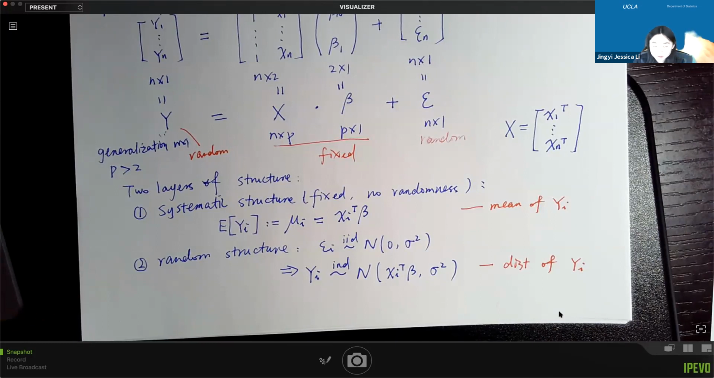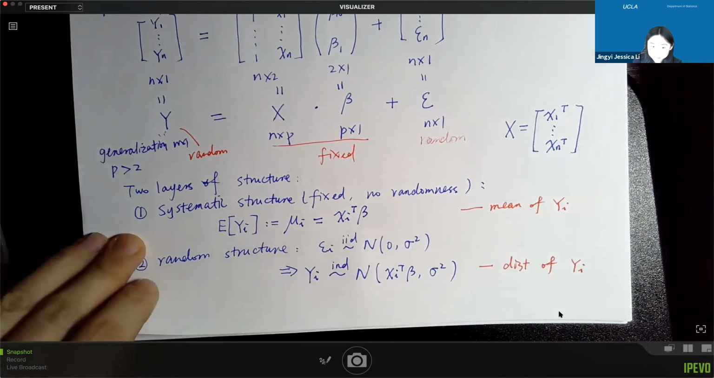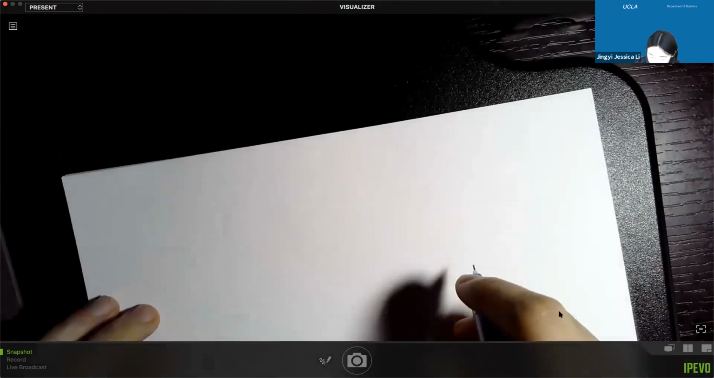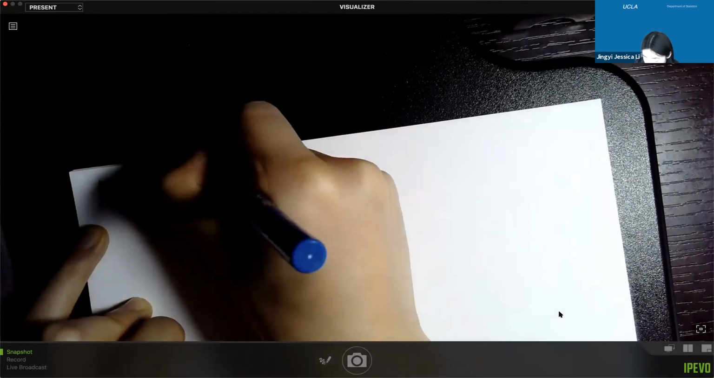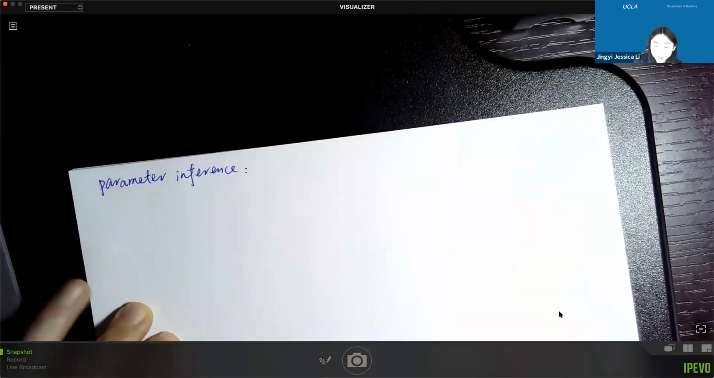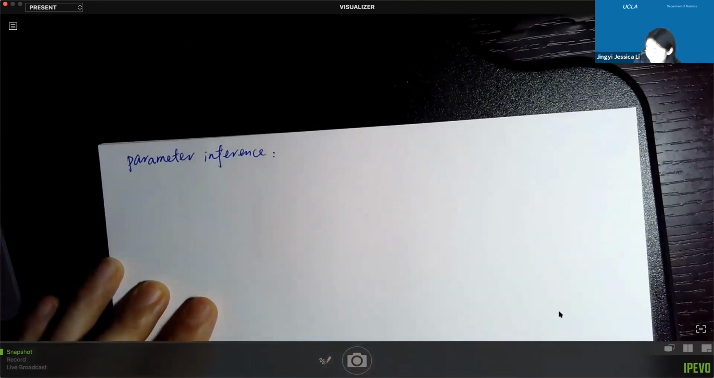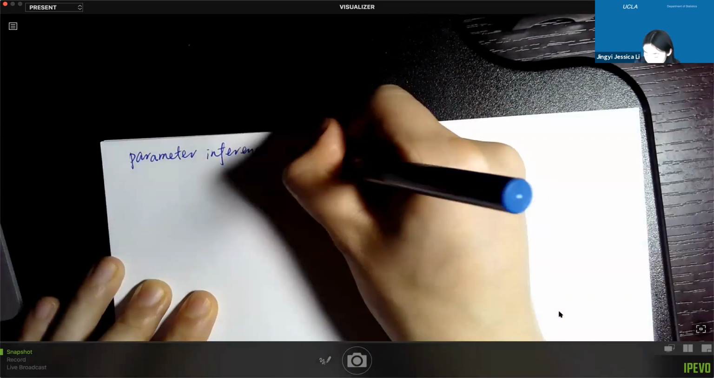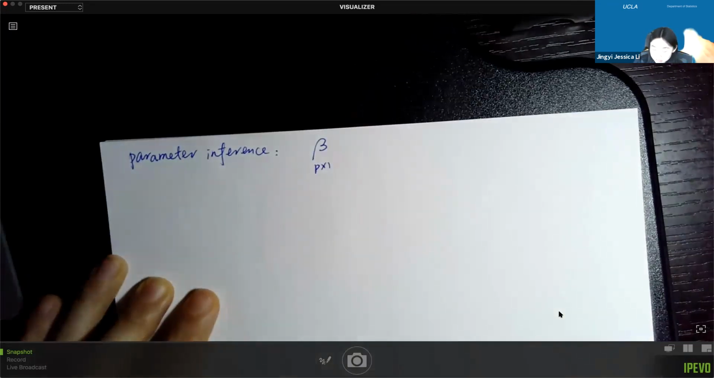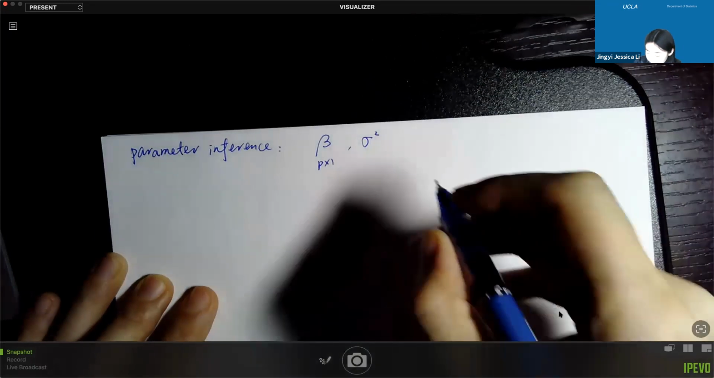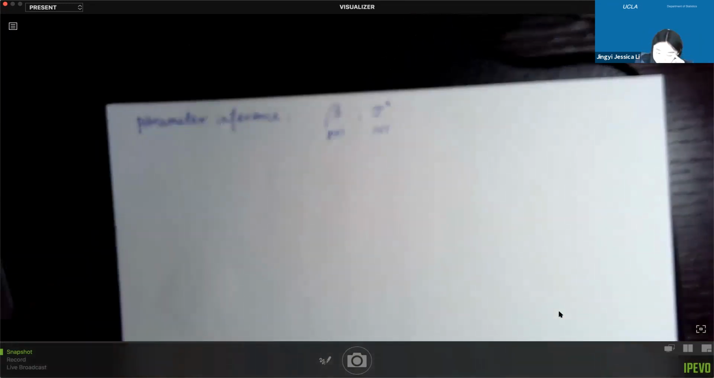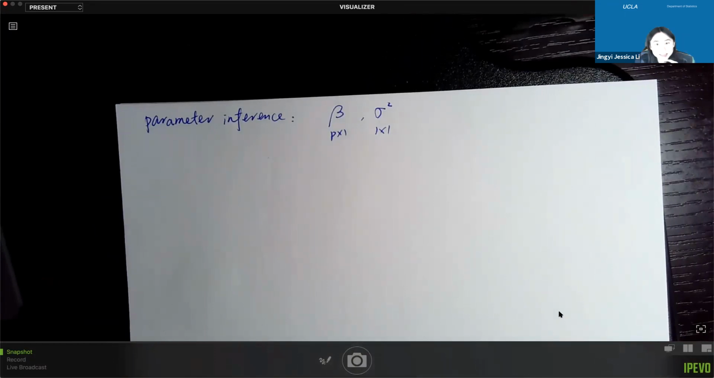Okay, so as I said, the key for linear models is parameter inference. So now let's come back to that topic, parameter inference. Here we have two parameters. One is the coefficient vector beta, p-dimensional. The other is the variance term, sigma squared. That's a scalar, right? So we have those two things, and our primary parameter of interest is beta.